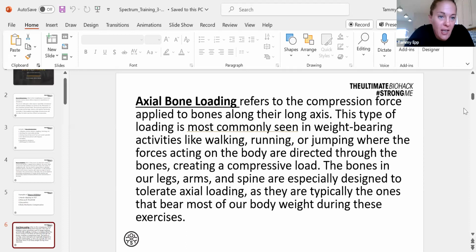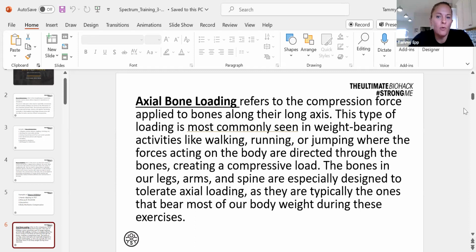But axial bone loading, so let's just kick in, right? Axial bone loading refers to the compression force applied to the bones along their long axis, okay? So I have my little blender right here that I was blending my coffee with. If you think about this as being your femur, a long, strong thigh bone, axial bone loading is when you are loading from the bottom of that to the top of that, and you're putting compression down into that. That's axial loading. I take a pen when I'm talking to people. This is your femur, axial loading.